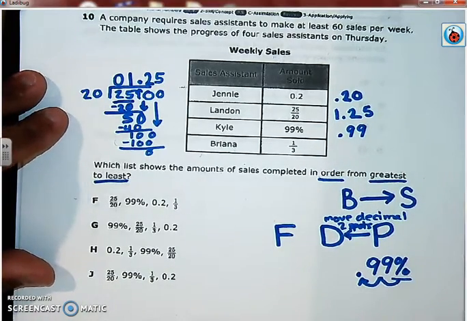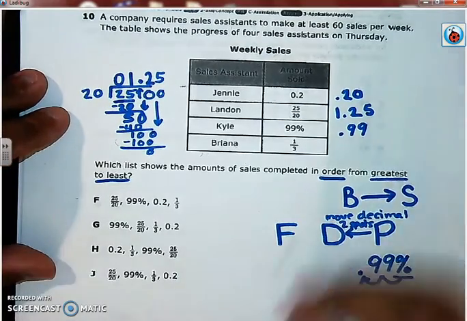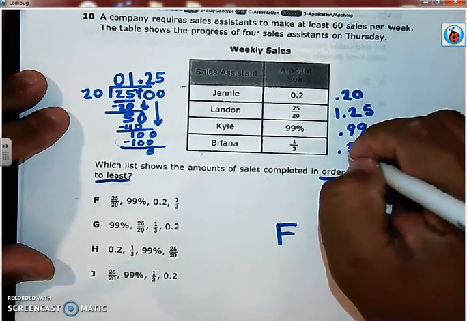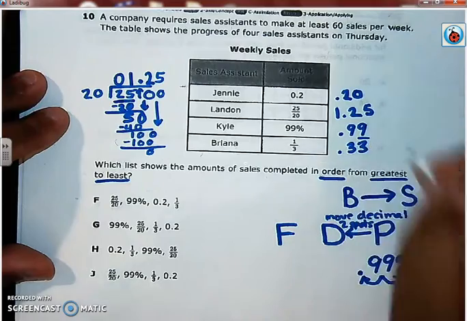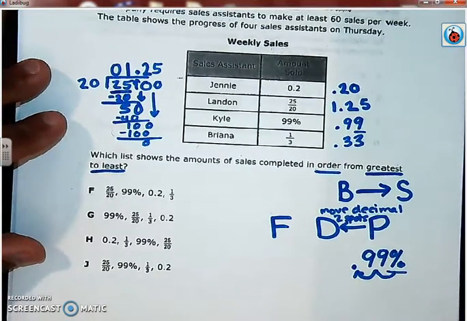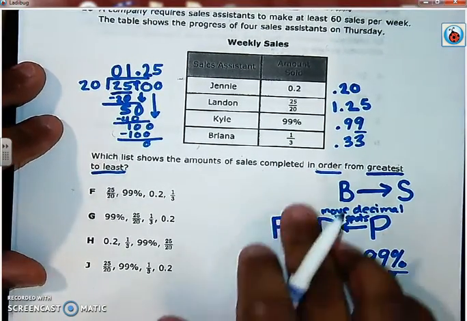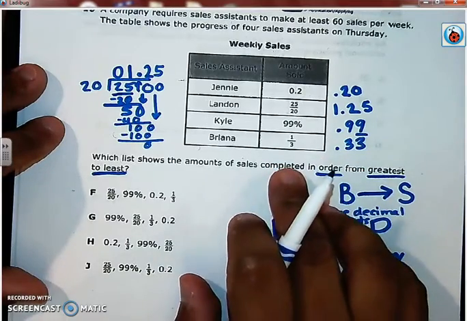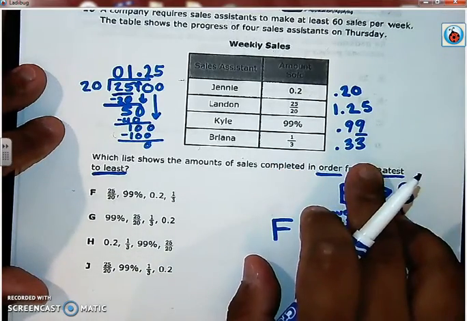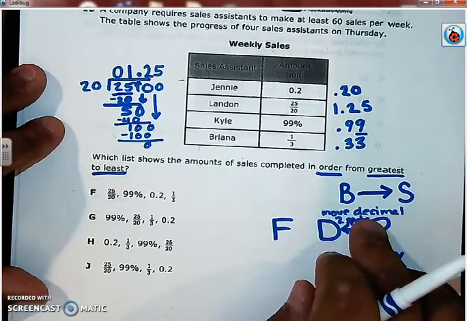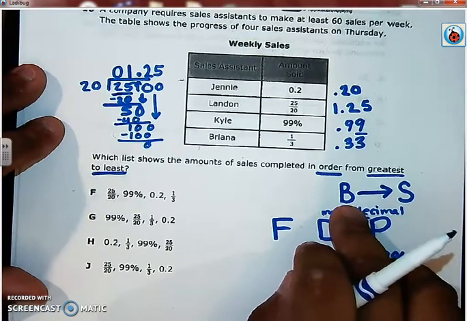And the last one, 1/3. This is one I was told to memorize. 1/3 is 0.33, 33 cents, repeating bar. So what I've done is I've switched my fractions, my decimals, my percents, everything into money. And now I can see easily which is the biggest one.